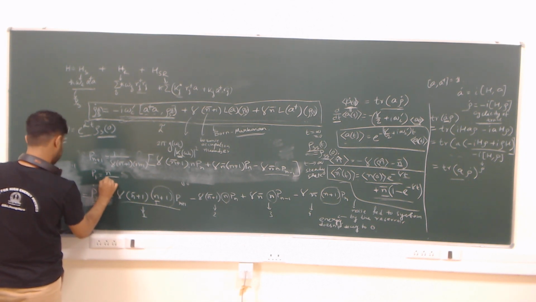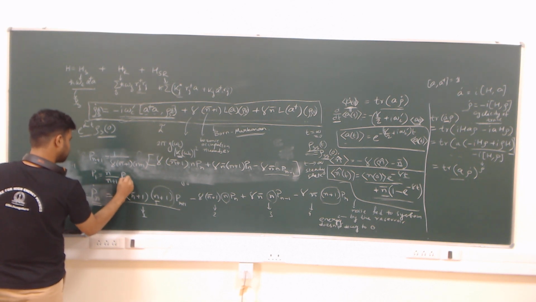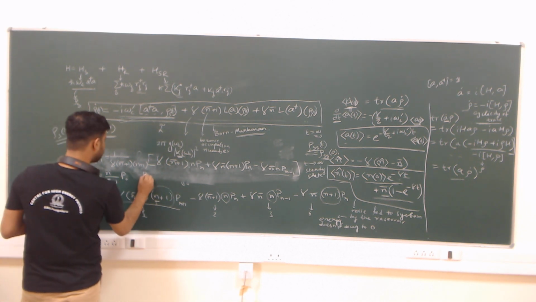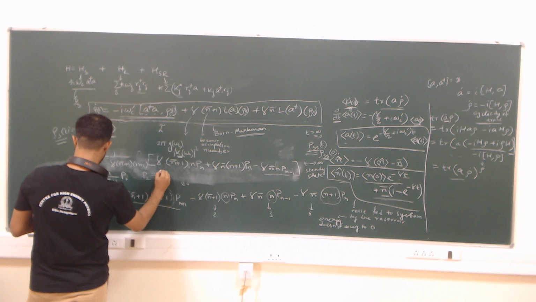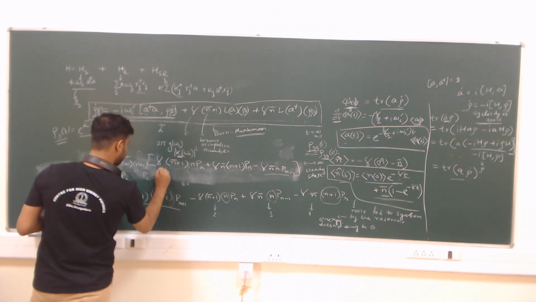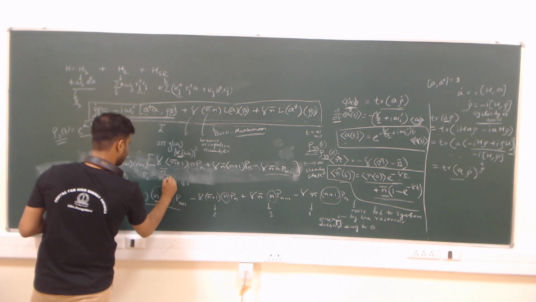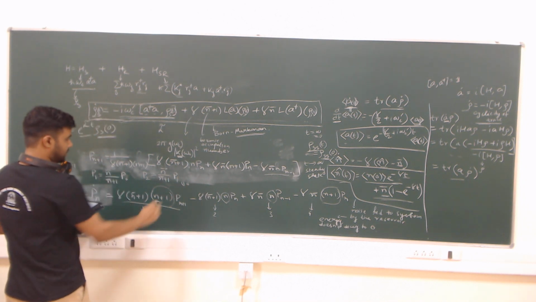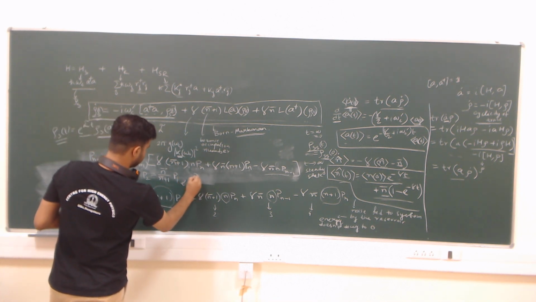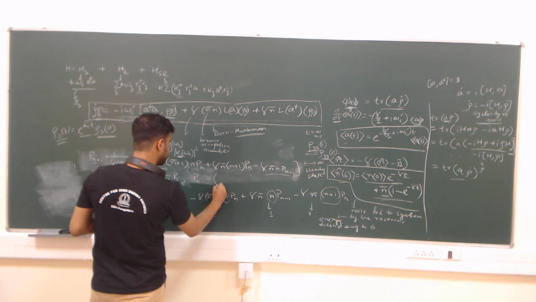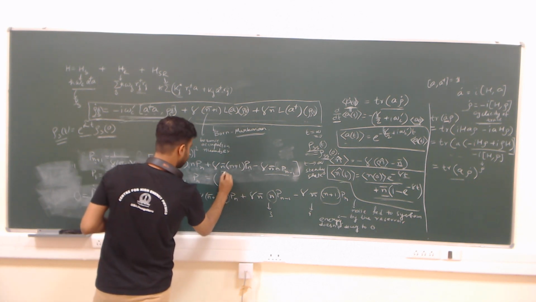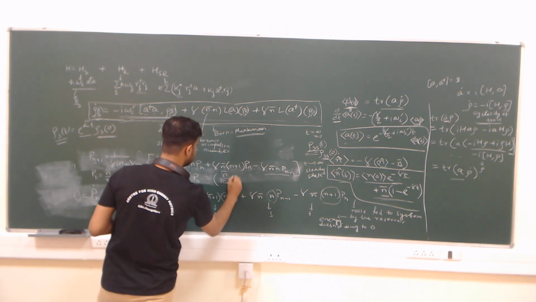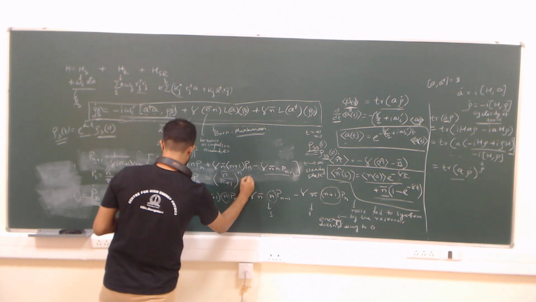This is p2, again is just this. So the general Pn will be just n bar over n bar plus 1 to the power n, over n bar plus 1.